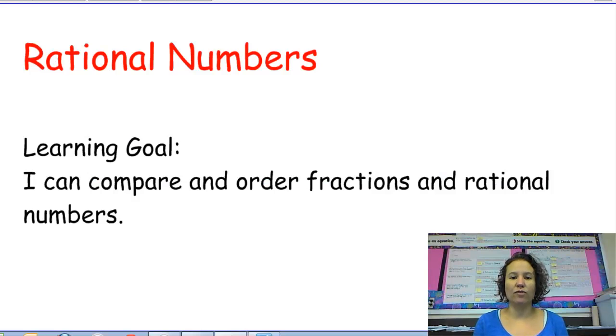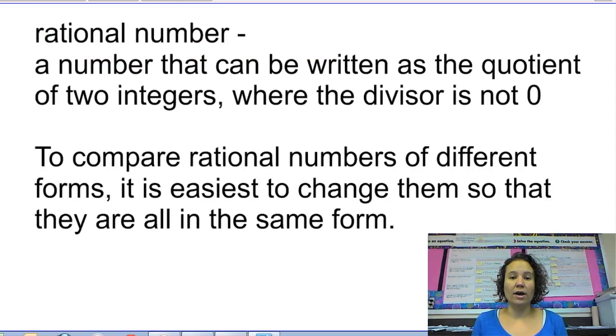Guys, today we're going to talk about rational numbers, and this goes with the learning goal, I can compare and order fractions and rational numbers. So you're probably asking yourself right now, what is a rational number? I've never heard of such a thing before. Is it a number that's not insane?